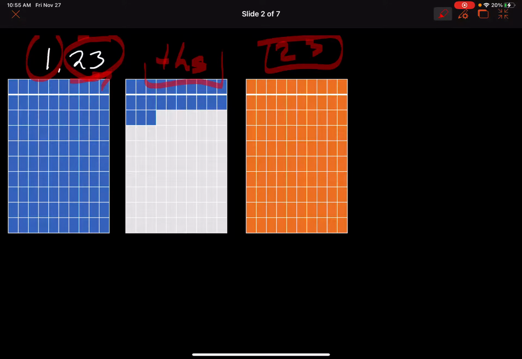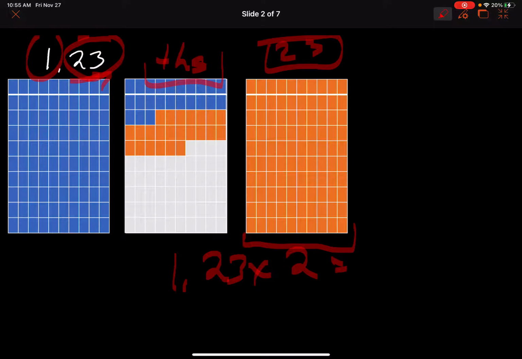All right, now what if I want to take 1.23 and multiply that by 2? So I have now a second hundreds block completely full, and then I'm going to add in those other blocks, another 23. So there's a full row there. If you look here, there's another full row, and there's the 23. Okay, so if I was going to answer this, this would be 2 and 46 hundredths.